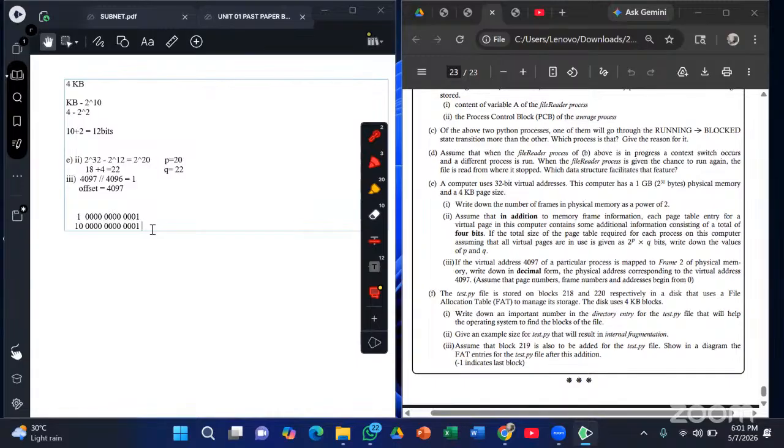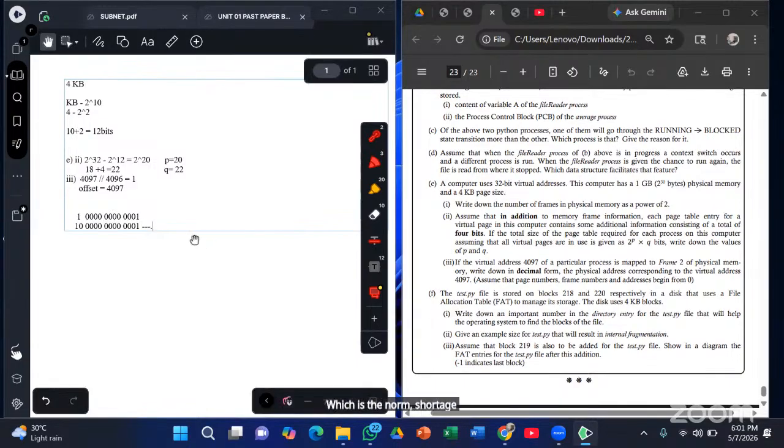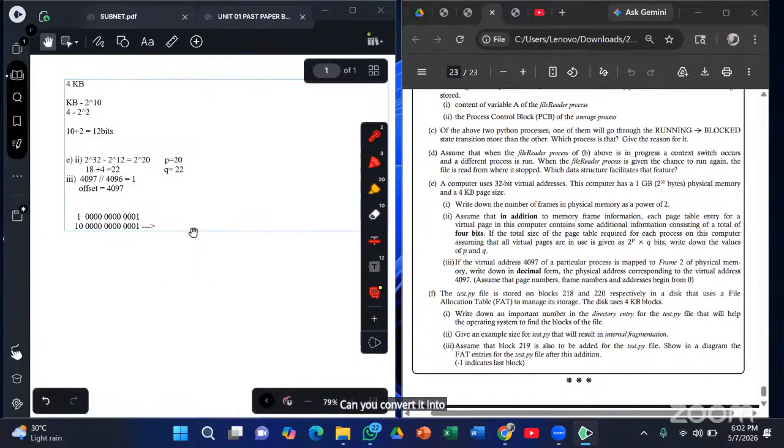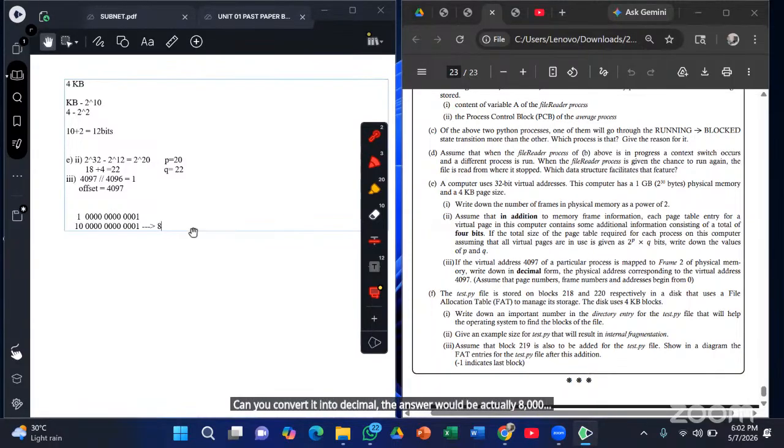It is a long way, actually. So let me explain another way. I don't know if you guys will get it. Let's see. 2 seconds. When you convert it into decimal, the answer would actually be 8,190.